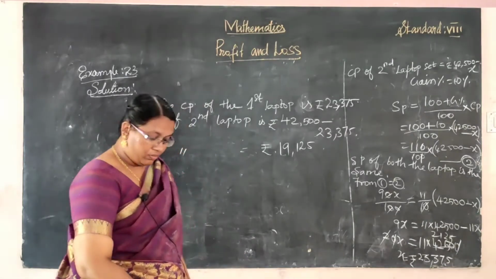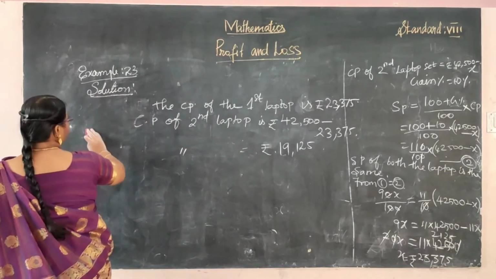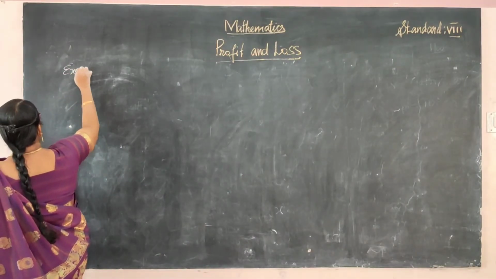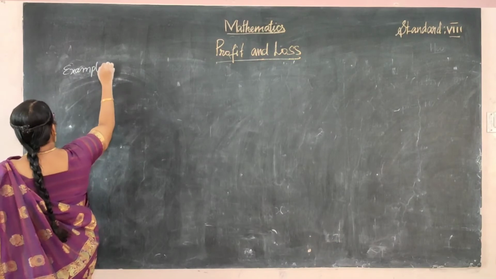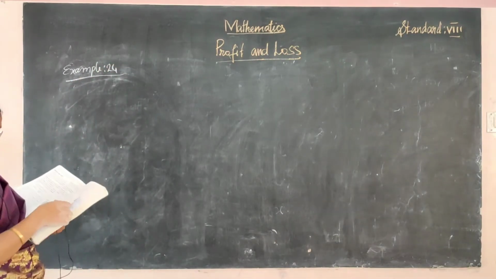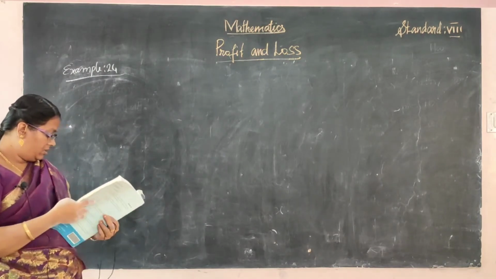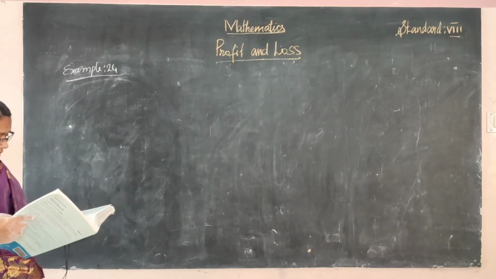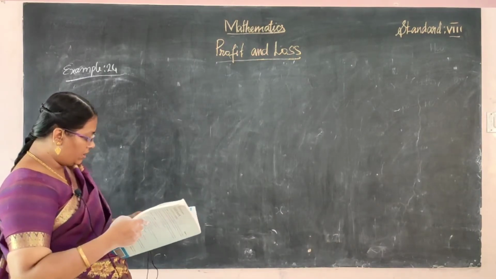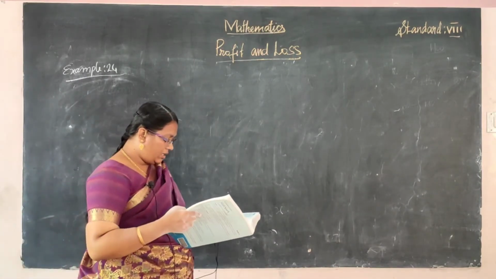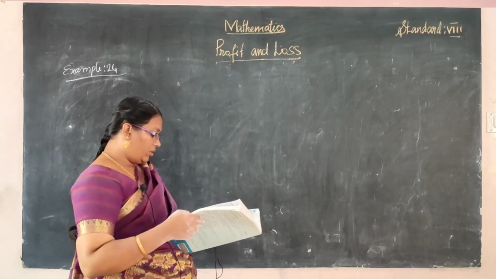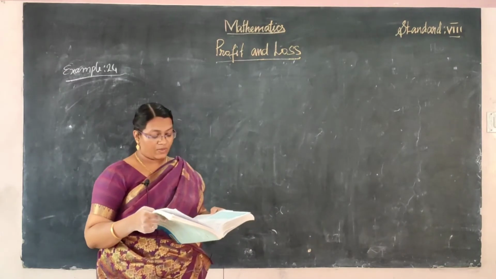Now move to the next example, example 24. A shopkeeper bought a second hand double bed for rupees 3,500 and spent 200 on the transport and 300 on its repair. Okay, he sold it for 4,400. Find the gain or loss percentage.